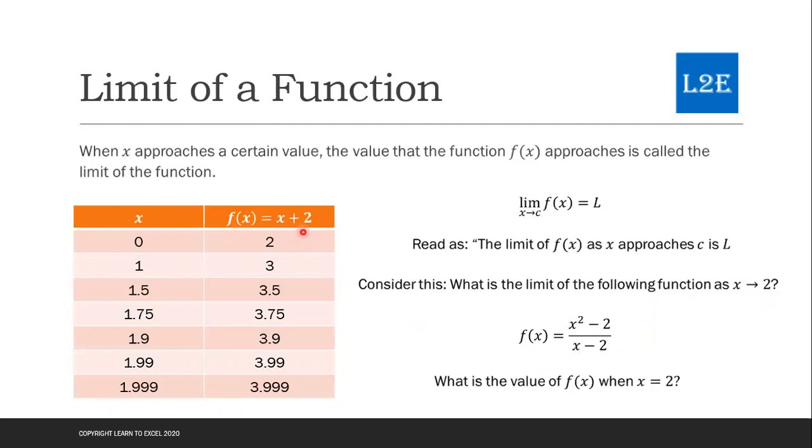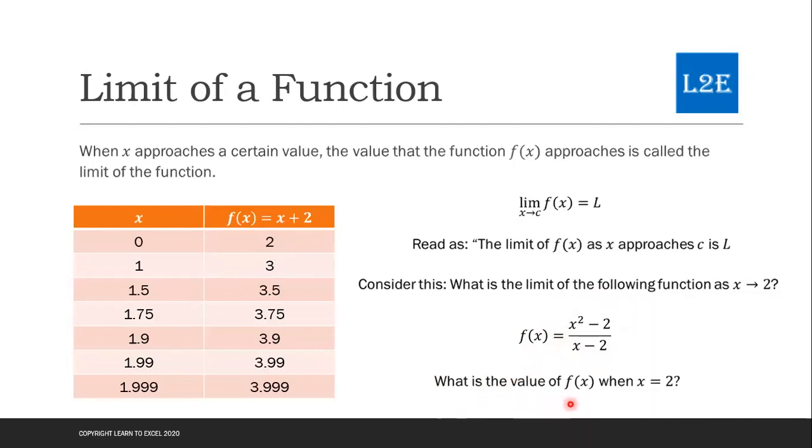If it's a simple function like this, it's easy for us to figure out, because as x approaches 2, we're going to just substitute 2 for x. You're going to do 2 plus 2, and we know that f of x is going to approach 4. Can we do the same thing here? As x approaches 2, is the limit simply substituting 2 for x?